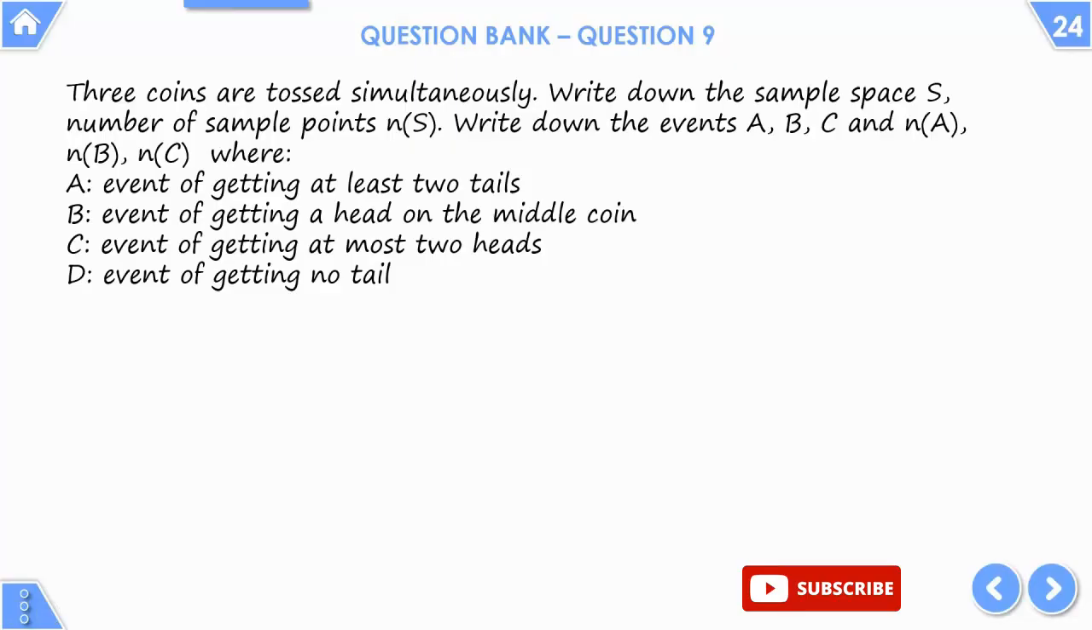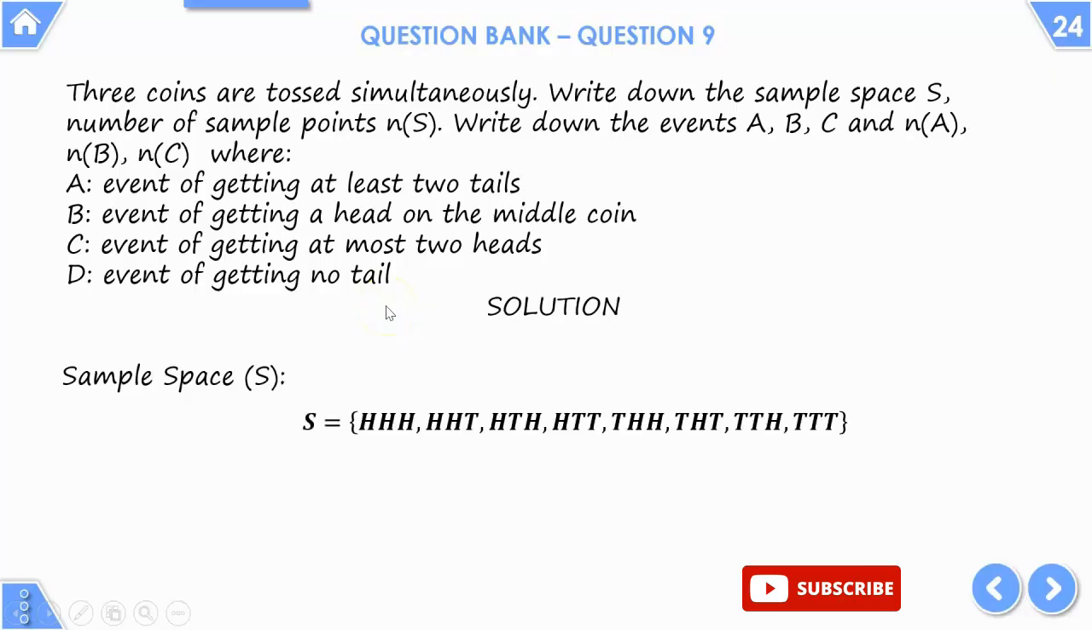3 coins are tossed simultaneously. Write down the sample space S, the number of sample points n(S), write down the events A, B, C, and D, then the number of outcomes in A, the number of outcomes in B, the number of outcomes in C, where A is the event of getting at least 2 tails, B is the event of getting a head on the middle coin, C is the event of getting at most 2 heads, and D is the event of getting no tail.